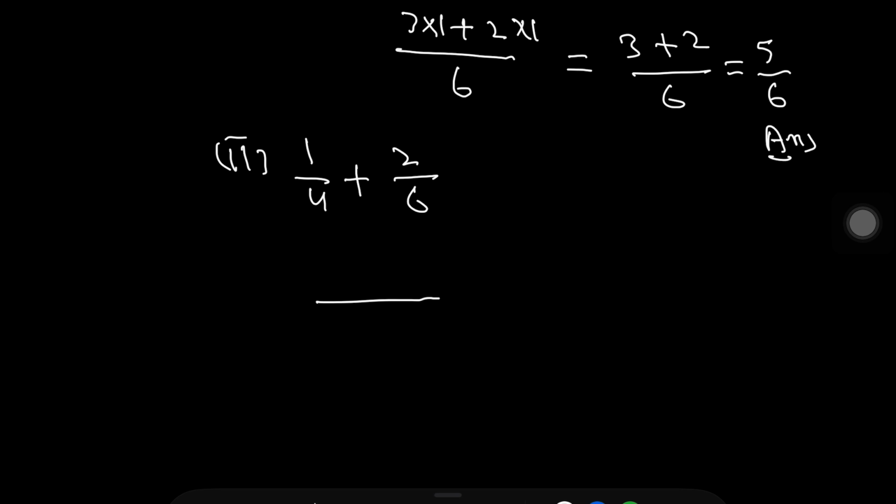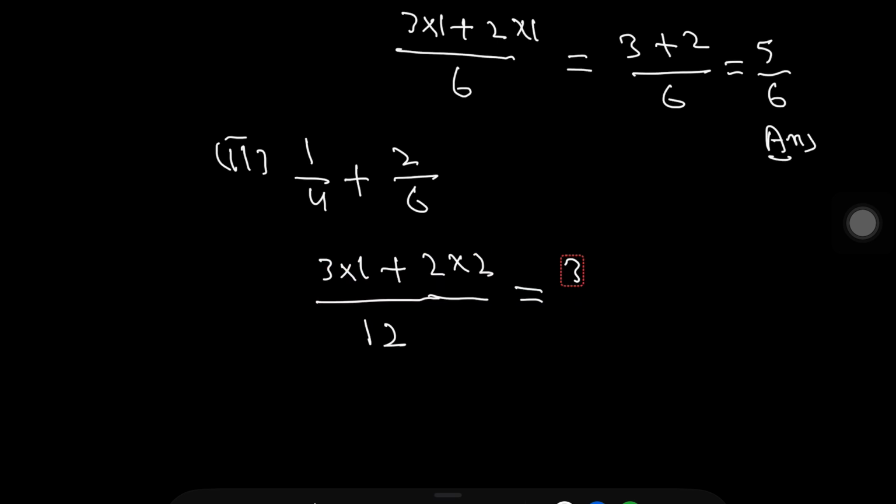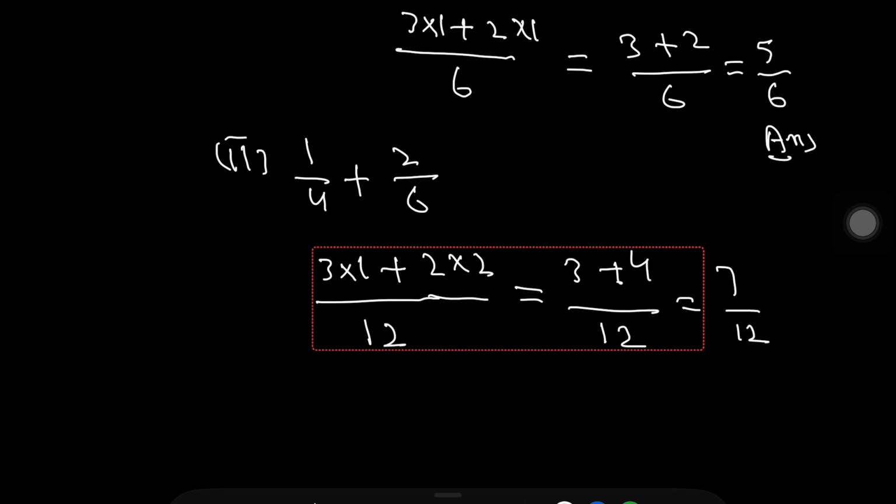So here we choose any number on which the 4 table and the 6 table go. So here we choose 12, because on 12 the 4 table goes 3 times, 3 multiply 1, plus the 6 table on 12 goes 2 times, 2 multiply 2. So here we write 3 multiply 1 is 3, plus 2 multiply 2 is 4, divided by 12. So 7 upon 12 is the final answer of this question. 1 upon 4 plus 2 upon 6.